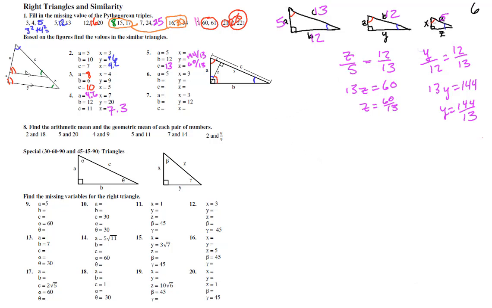Now we got to find X. We can go 5 is to X as 13 is to 5. So we get 5 times 5 up here, times the X up there, and X equals 25 thirteenths. Cool. So that was number 5. Let's clear that off and look at number 6.